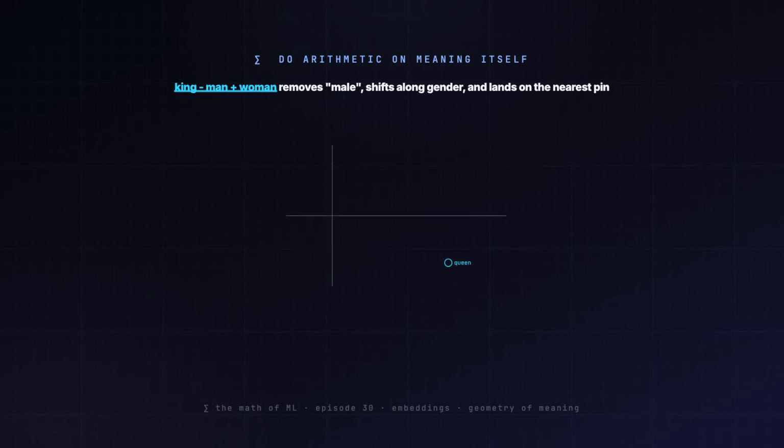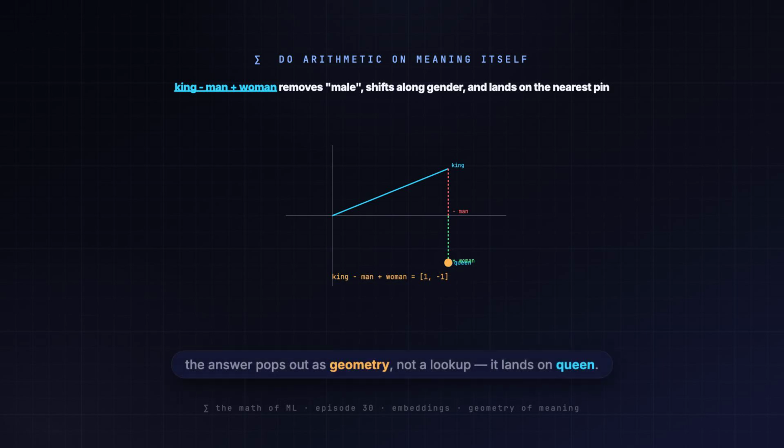Here is the magic. If the embedding really put gender along one direction and royalty along another, then king minus man removes the person, male part, and leaves royalty. Add woman back and you land near queen. In vectors: king minus man plus woman, then find the nearest pin. The answer pops out as geometry, not lookup.